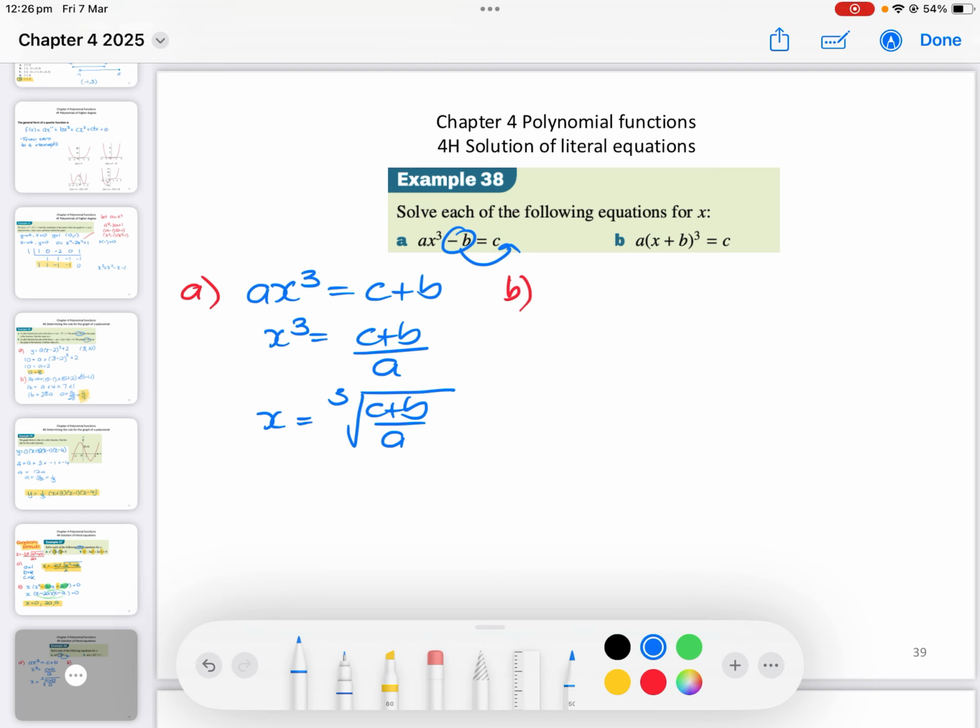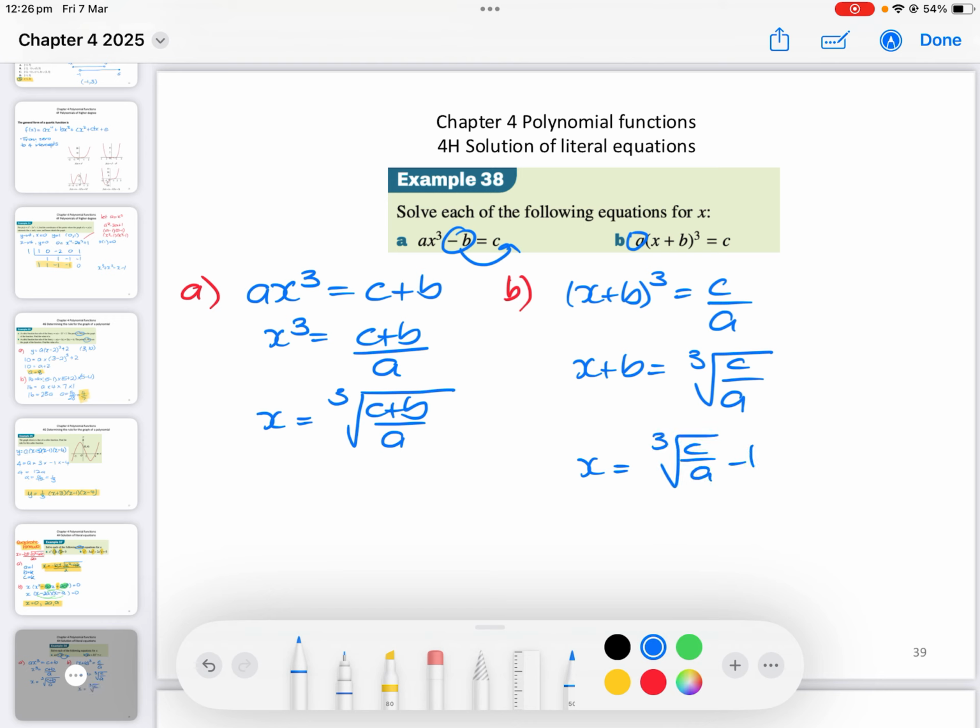Let's have a look at b. Same sort of vibe. First thing I'm going to do is x plus b cubed equals c on a, just dividing by a. Then I'm going to say x plus b is the cube root of c on a. So x is the cube root of c on a, take b. So it's just using the same algebra skills that you already have, but using letters instead of numbers.